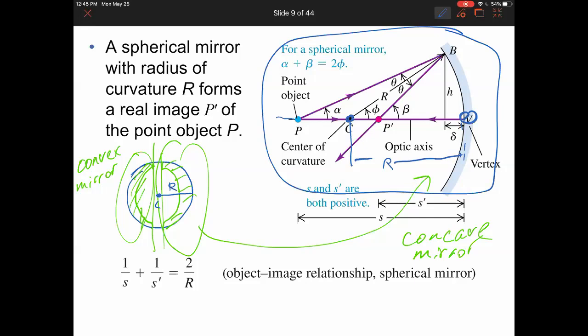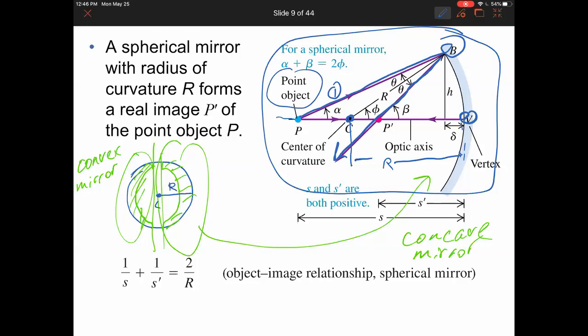Now, let's say you have an object, and it's a point object. Generally it's easier to start with the point object. If I use two rays coming from this point object, remember, this point object generates rays in every single direction, but we only need two or maybe three to find the image generated by this object from the mirror. Let's say this is ray 1. Ray 1 moves like this, hits the surface at point B, and then reflects back in front of the mirror.